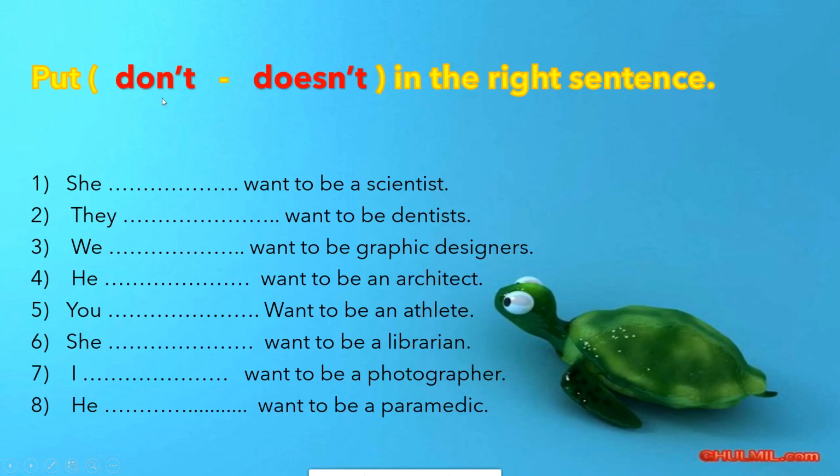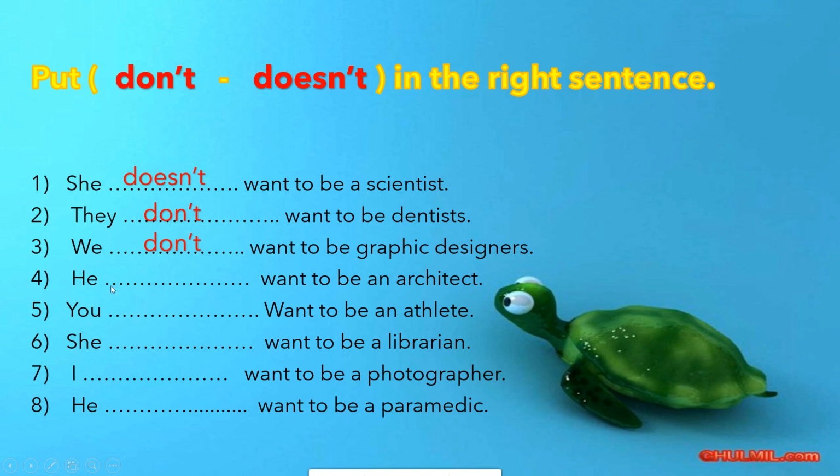Now, we're going to put don't or doesn't in the right sentence. Let's start. She, what do we use with she? Don't or doesn't? We use doesn't, of course. So she doesn't want to be a scientist. Number two, they. Should we use don't or doesn't? We use don't. They don't want to be dentists. Three, we. With we use don't. We don't want to be graphic designers.